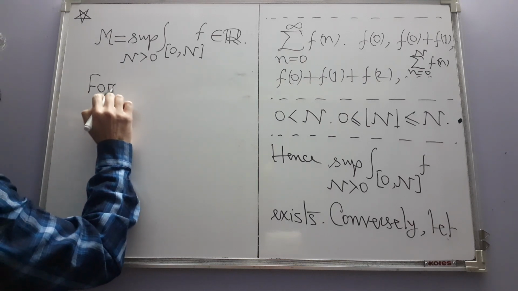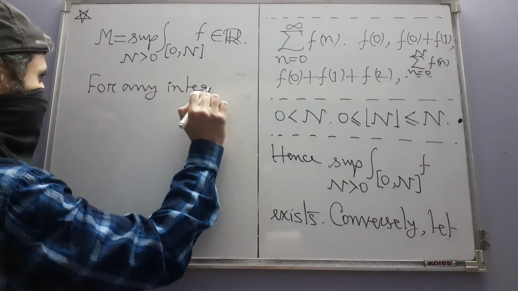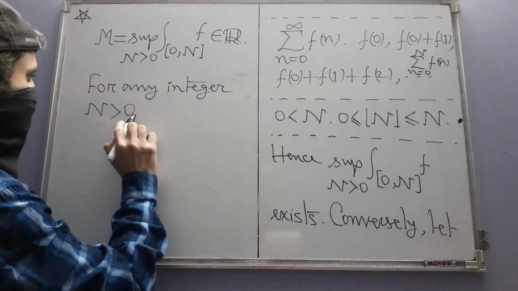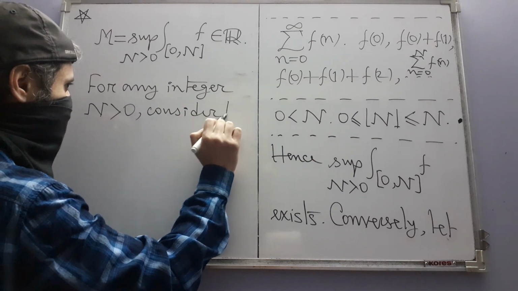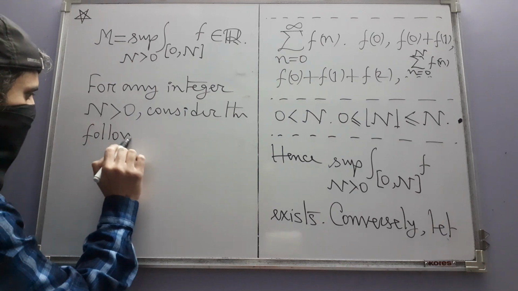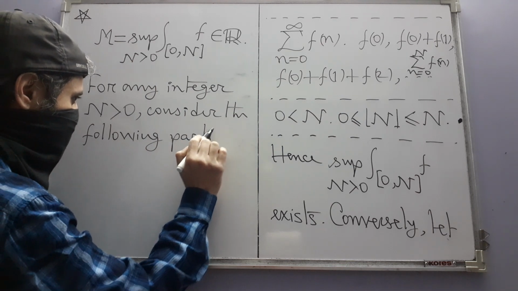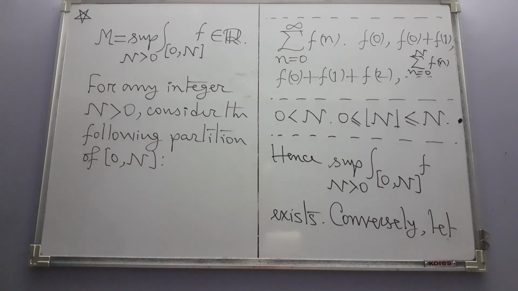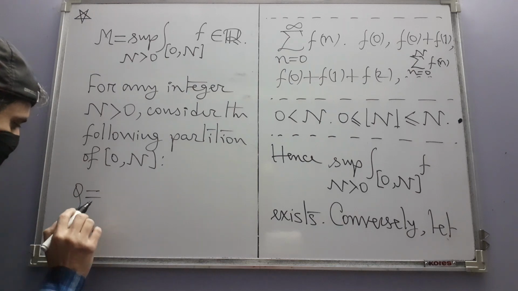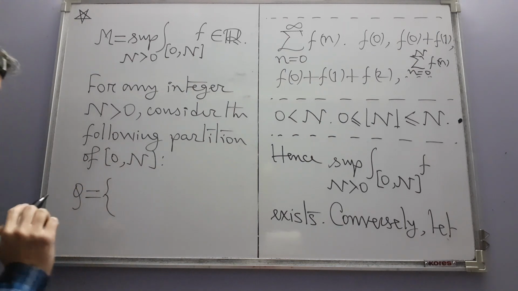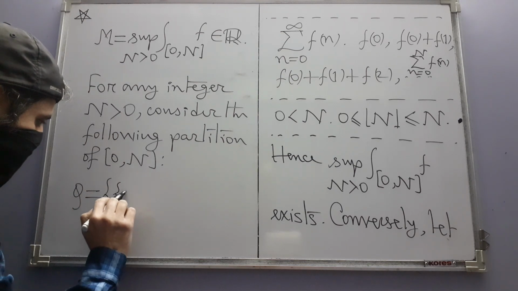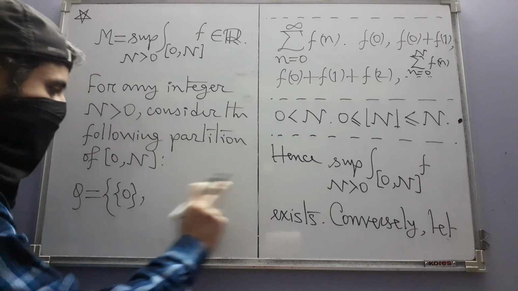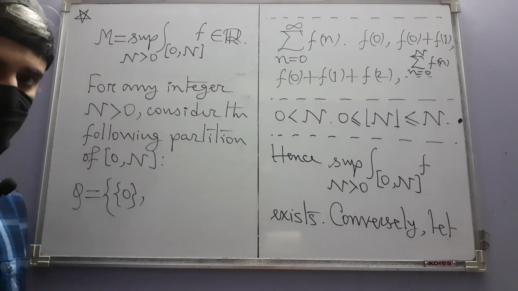For any integer, now n is not a general positive real number, but it's a positive natural number, positive integer. Consider the following partition of 0, n. Let's give this partition the name Q. It's somewhat like P, but actually different also. What we will do here instead is we will, in the beginning itself, isolate the left endpoint 0. In P we considered closed open intervals. Here we will consider open closed intervals.